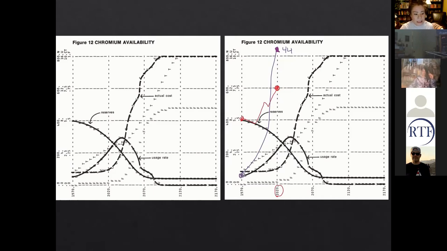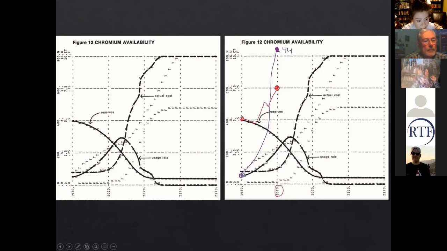Because this happened in 1970, or 1973, when this computer made these predictions. And as you can see, we're past the 2020 point and we can kind of see how these predictions have so far been panning out. In the case of chromium, if you see to the left, they were predicting that the reserves would go down. And as the reserves go down, the cost goes up. As the reserves go down, the cost goes up.